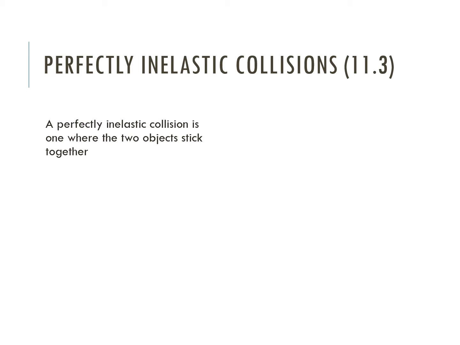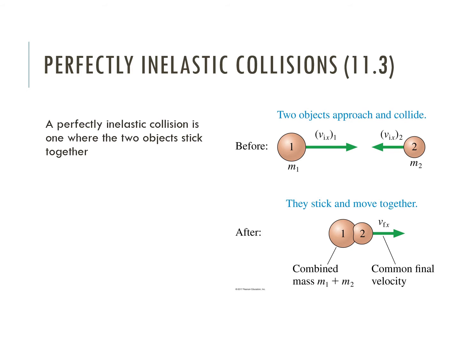A perfectly inelastic collision is where whatever number of objects we have stick together. 2, 3, 5, whatever number we have, they're all moving independently. They come, they hit each other, and then they all move together afterwards. So here we have an example of what this looks like. We have ball 1 and ball 2 moving together. They then collide and start moving together afterwards.